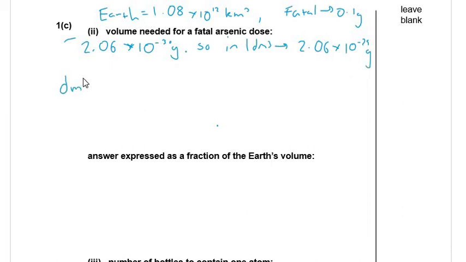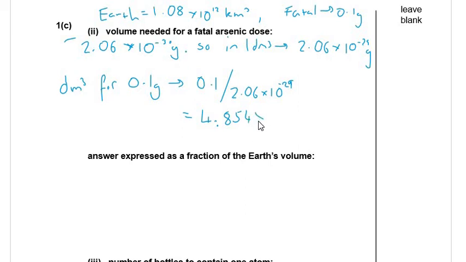How many decimetres cubed do we need for 0.1 grams? To do that, we're going to do 0.1 divided by 2.06 times 10 to the minus 29. Nearly caught myself out there. And that gives us an answer of 4.854 times 10 to the 27 decimetres cubed.